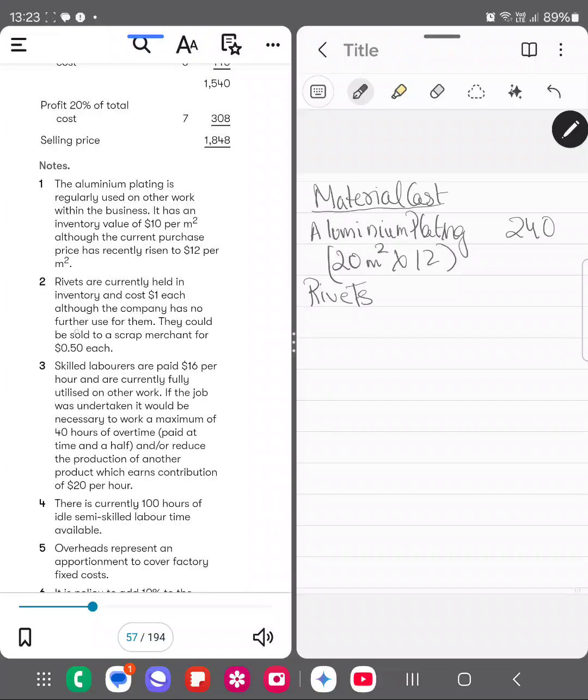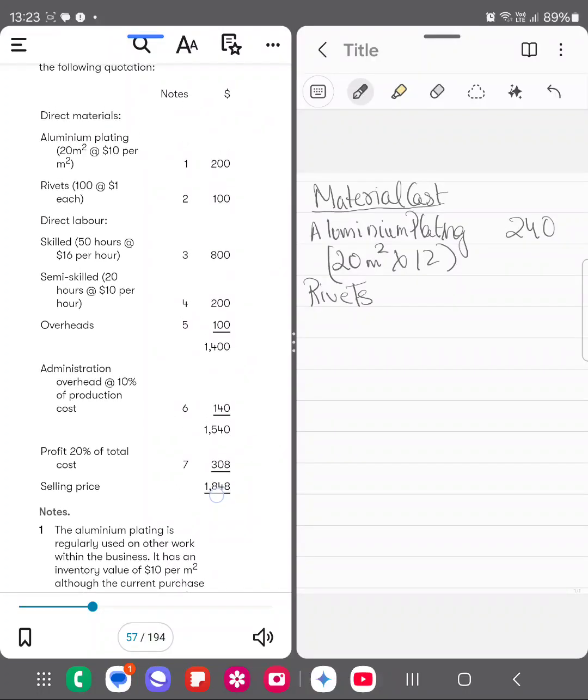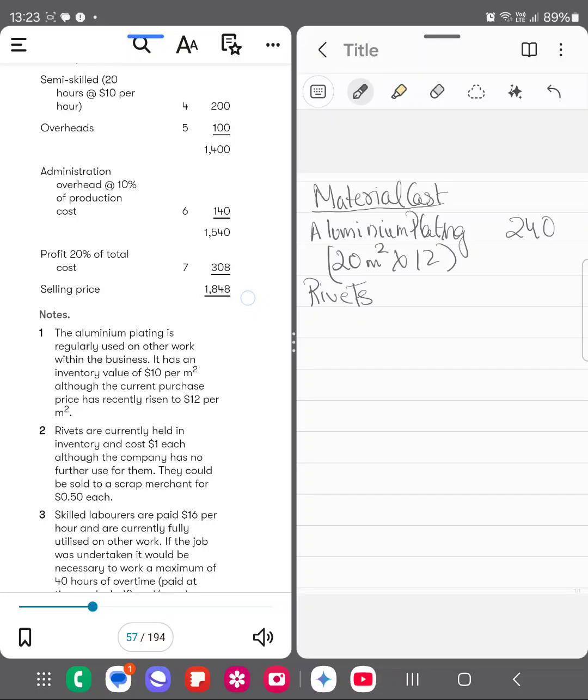Although the company has no further use for them, they could also be sold. So they have no use. Okay, so if they have no use, then what should the cost of rivets be? The current requirement is for 100 rivets and they can be sold. The scrap value for them is 0.5 each. Okay, and they are not in use.